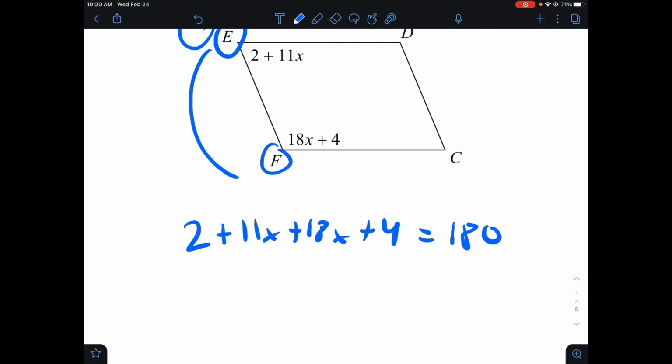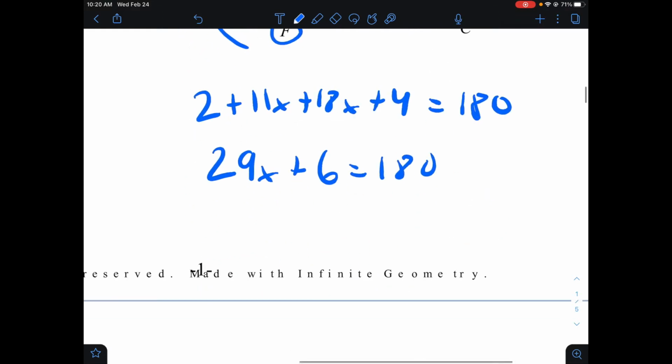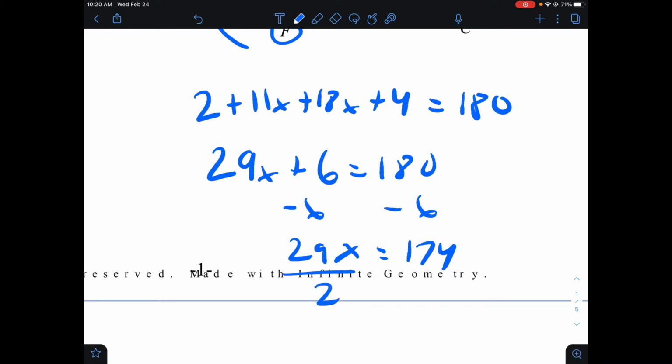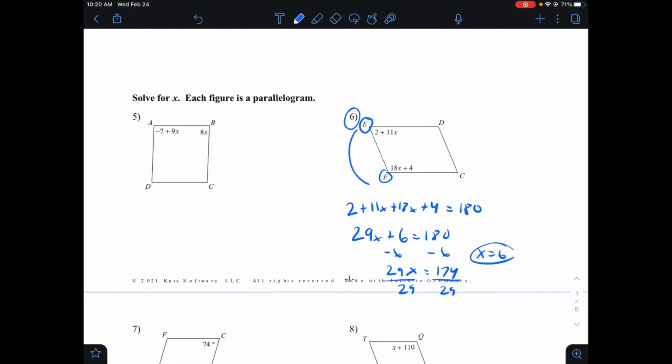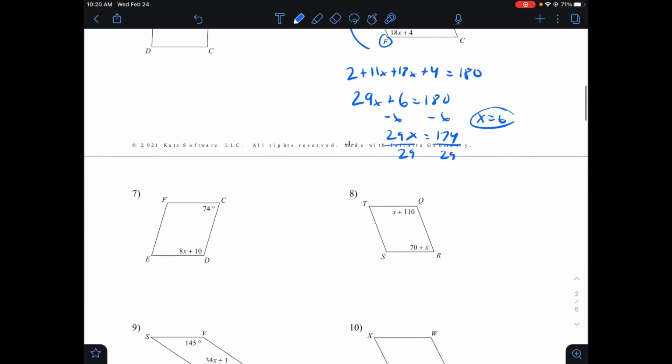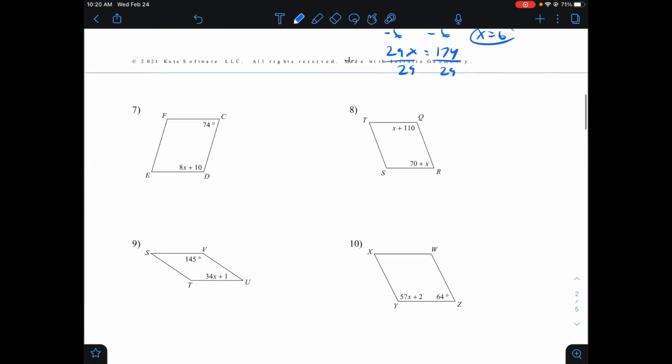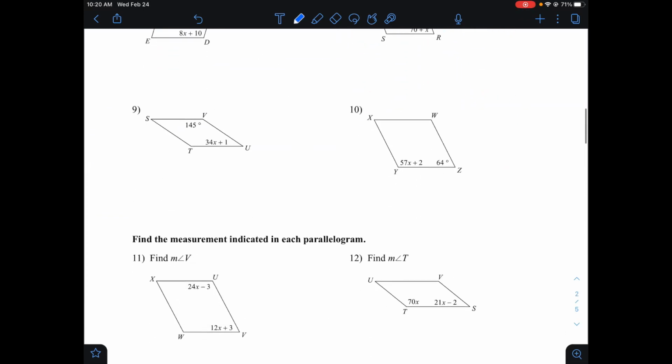So you'll go ahead and combine like terms. You get 29x plus 6 equals 180. Subtract 6: 29x equals 180 minus 6, which is 174. And then we divide both sides by 29, and we get x is 6. So that's how you would solve for these. Again, consecutive angles are supplementary.